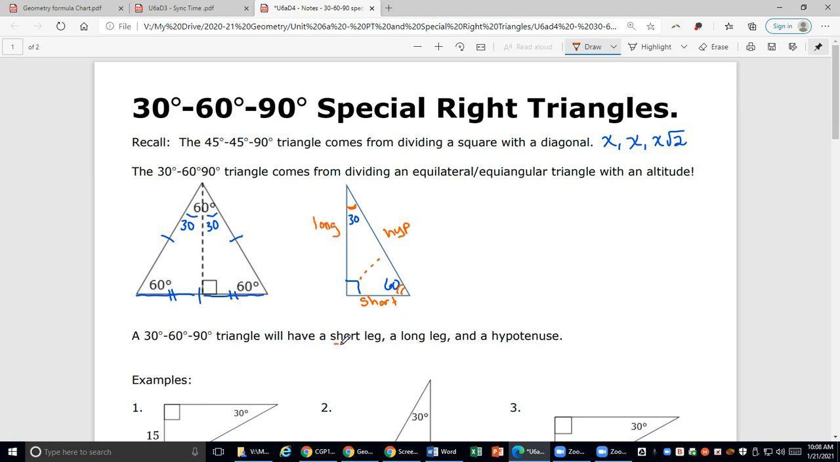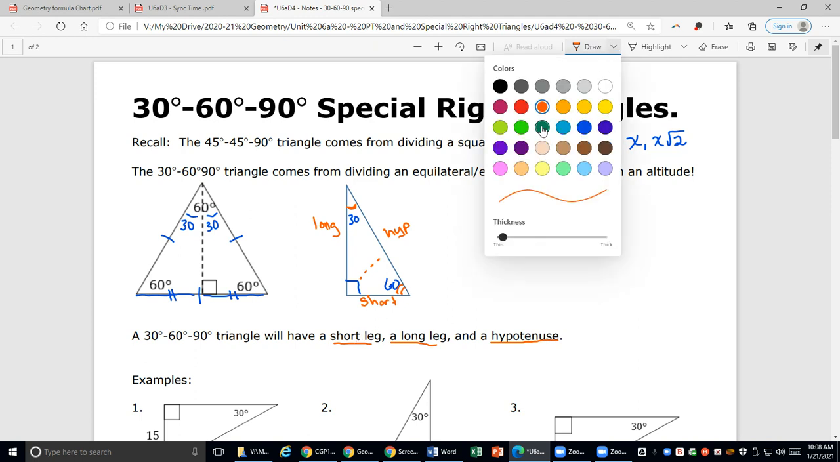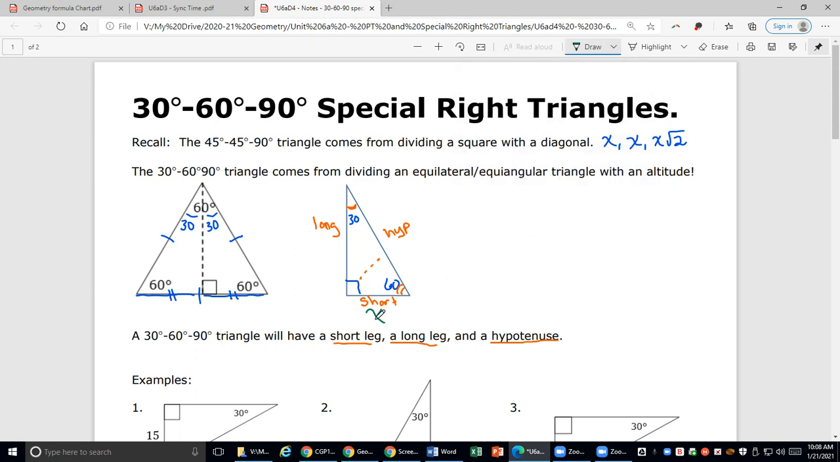So you're going to notice that in every single 30, 60, 90 triangle we end up with what we call a short leg, a long leg, and then our hypotenuse. It's very important to identify which of these three sides is short, which is long, and which is the hypotenuse. We always will start with the short leg, whether that's what we're given first or not. That's always going to be our go-to, what we look at first. So we always want to make sure we either are given the short leg, or if we're not given it, we find this first before we find the other two.